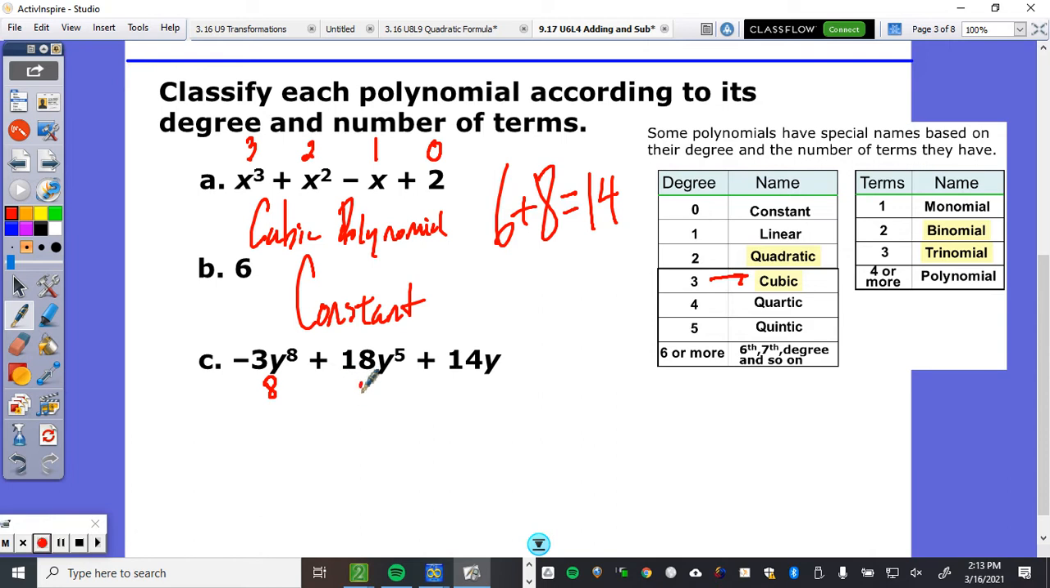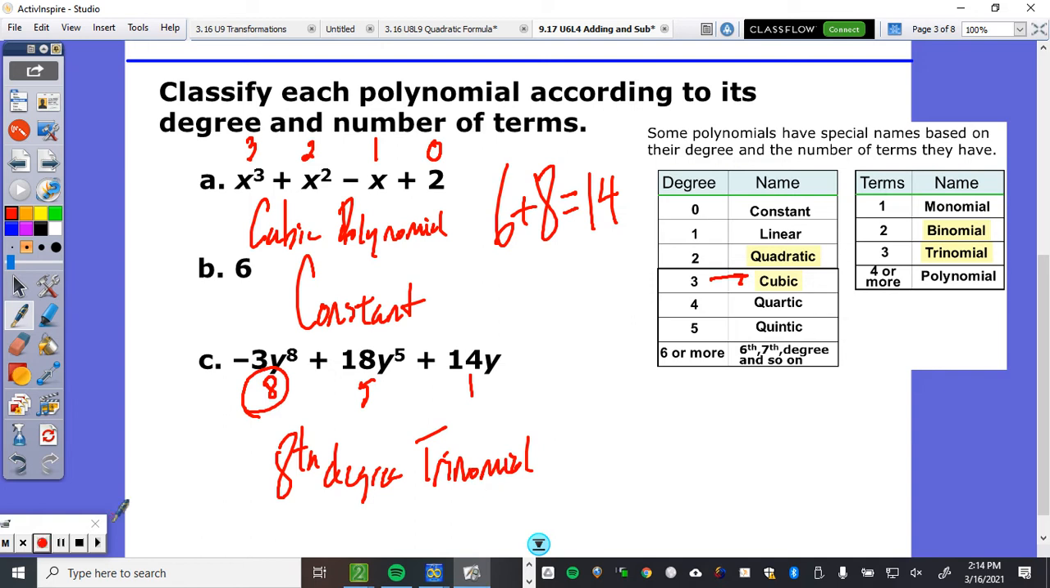This has a degree of 8. This has a degree of 5. This has a degree of 1. The largest number here is 8. When we come over to the table, by degree, 6 or more, we're just going to call this an 8th degree. This has 3 terms, so we call it a trinomial. You have to memorize this table.